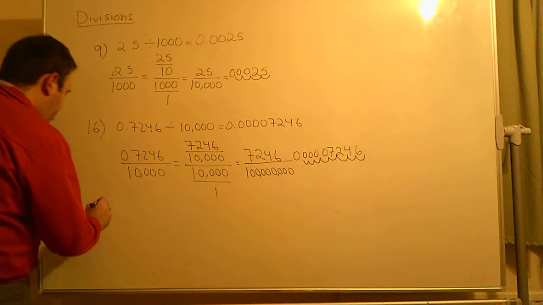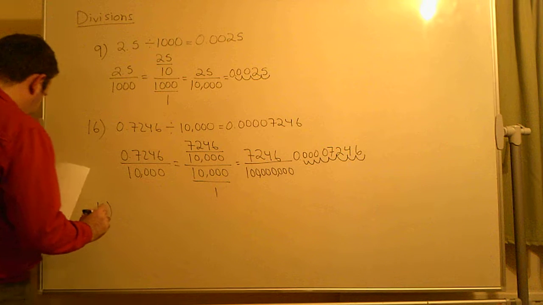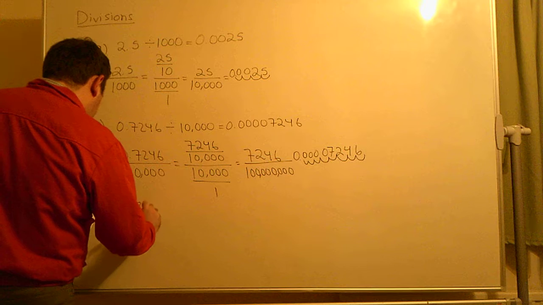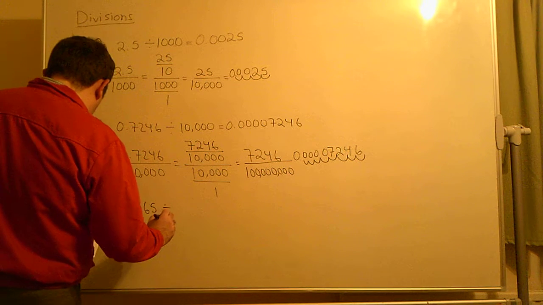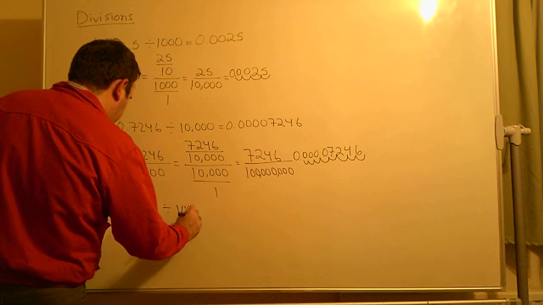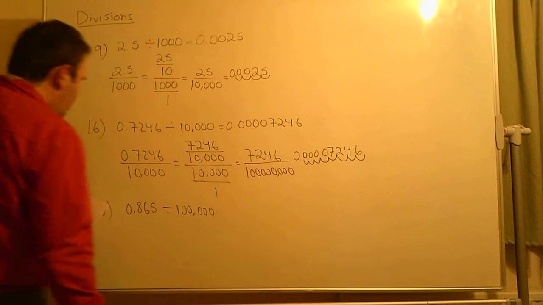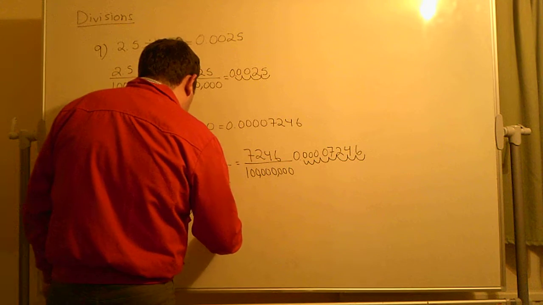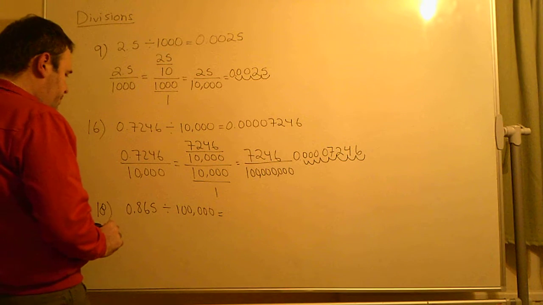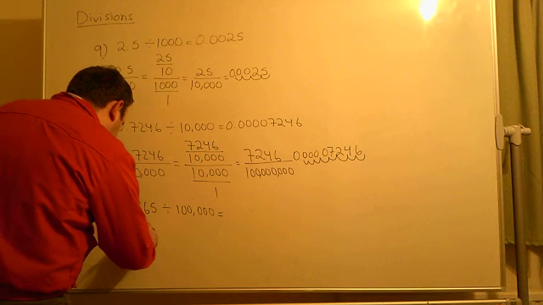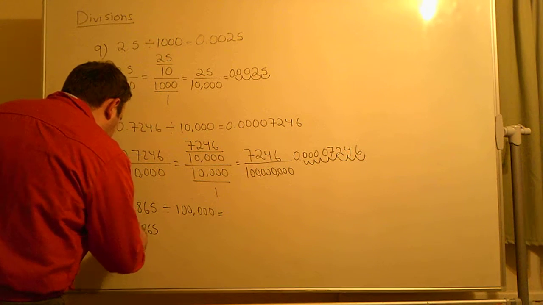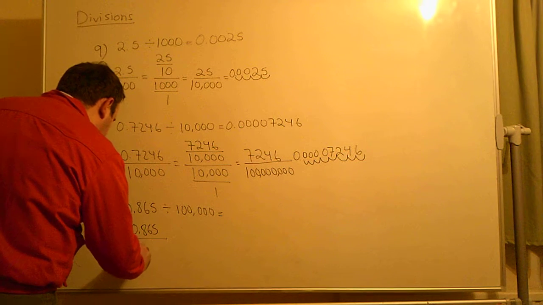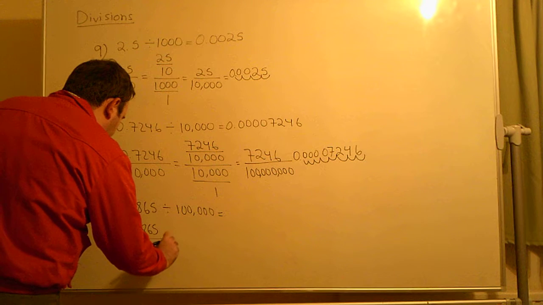The one last example, we're going to skip up to example number 18, where we will have 0.865 divided by 100,000. So we need to write down 0.865 divided by 100,000.